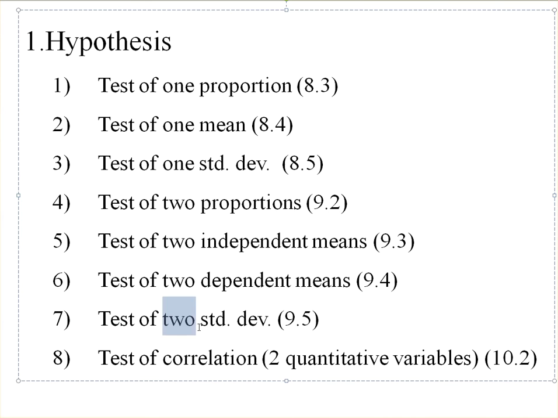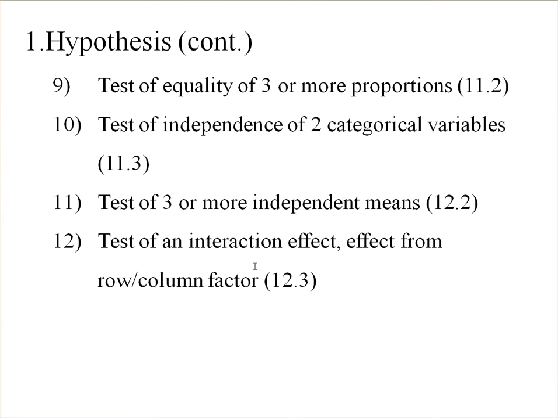And we skip a section, which is comparing two population standard deviations. But one of my former students did a very nice project in this section, so I'm gonna share that with you momentarily. In chapter 10, we learn how to test correlation. This is good when you have two quantitative variables and you want to check whether they are correlated to each other or not. Now, in chapter 11, the first section is to test equality of three or more proportions.